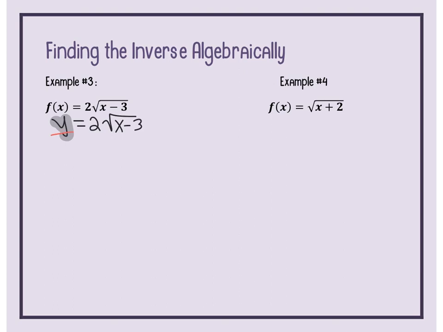The next step is to switch the x and y. So x equals 2 square root of y minus 3. Now my goal is to get the y by itself. Well, what's the first step? The answer is divide by 2. So x over 2 or 1/2 x, just whatever you prefer.